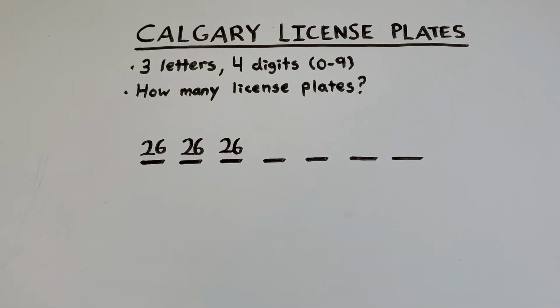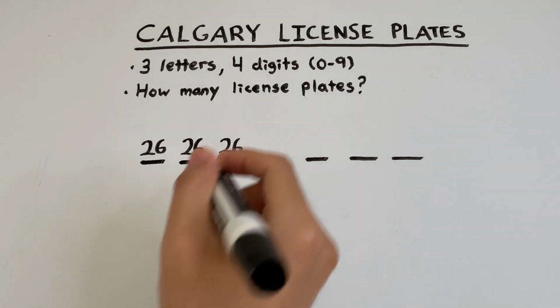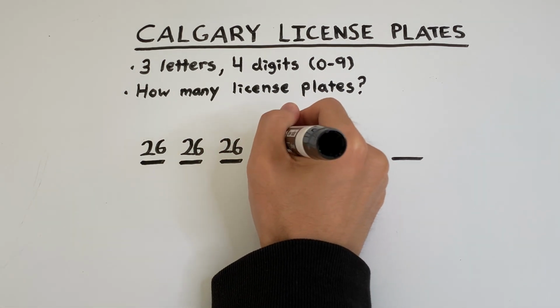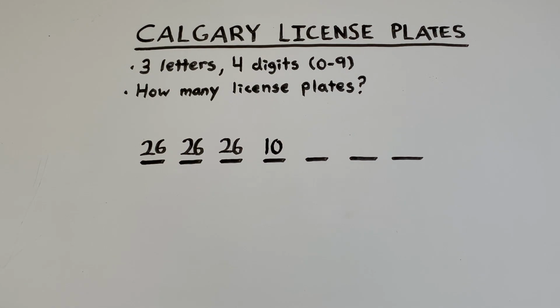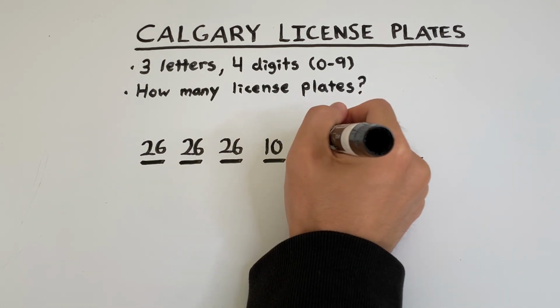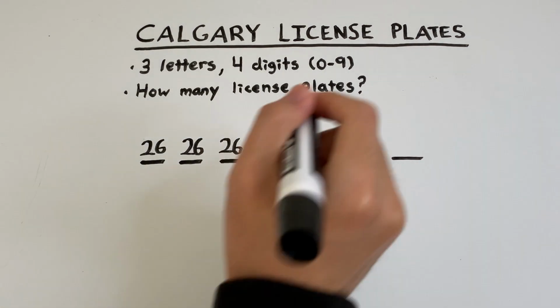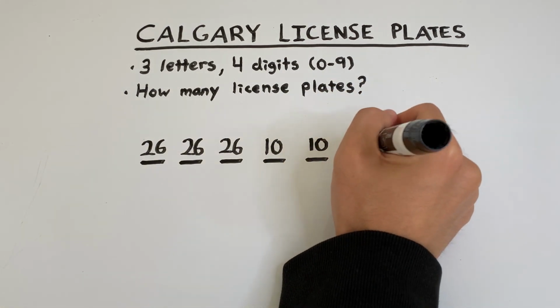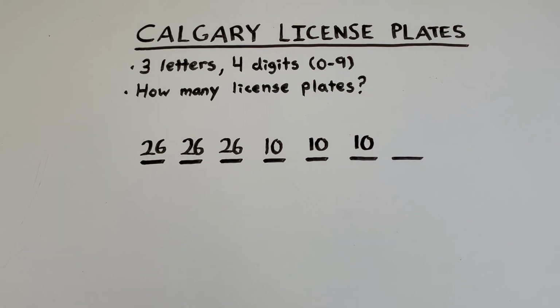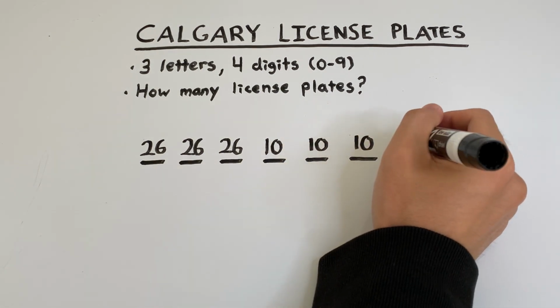Now for the digits, they can be anything from 0 through 9. Now that's a total of 10 digits, not 9. Do not get confused, it's actually 10. So that would be 10 choices for the first digit. Now we can have repeats, so there's still 10 choices for the next digit. 10 choices for the next. And of course, 10 choices for the final digit.